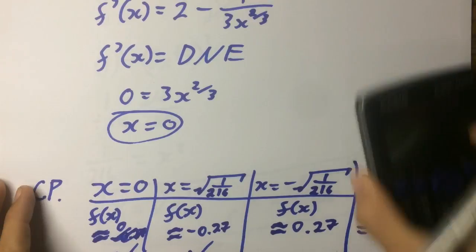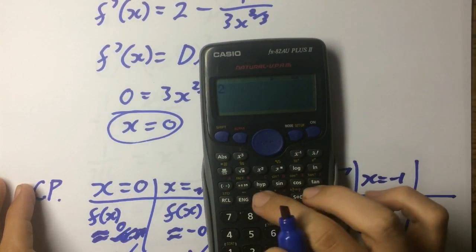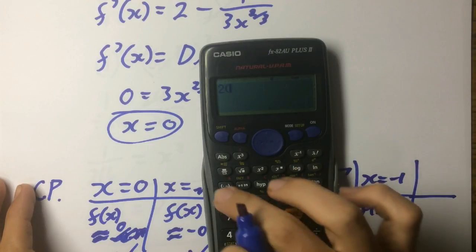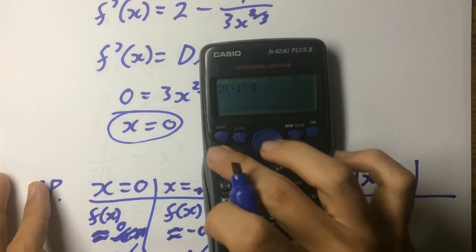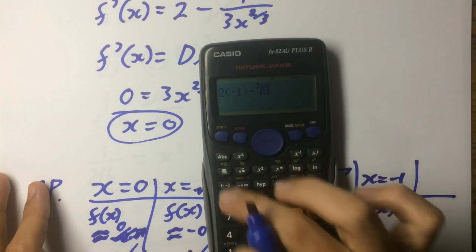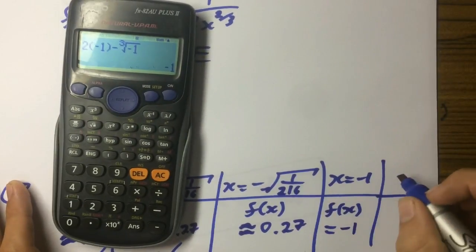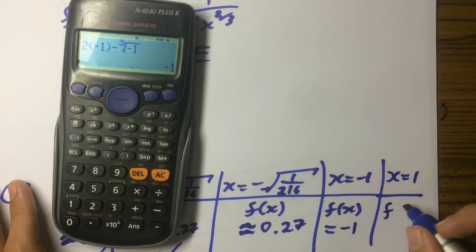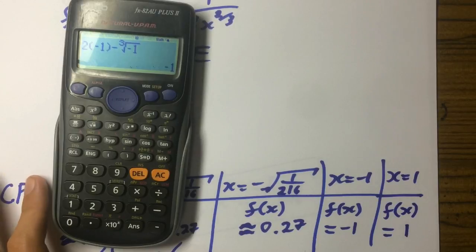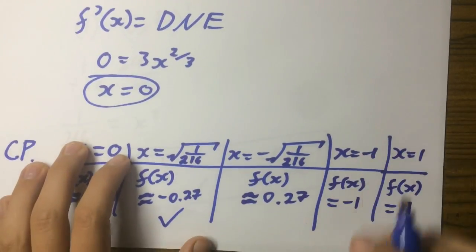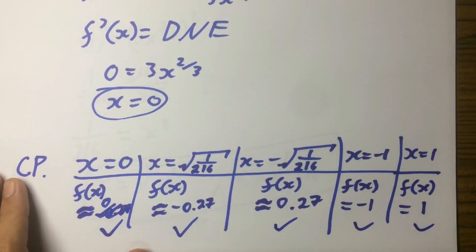Let's just double check that. So we have 2 multiplied by -1 minus the cube root of -1. That spits out -1, yeah. And x equals 1 spits out a 1. So therefore, tick, tick, tick, all of these are critical points.